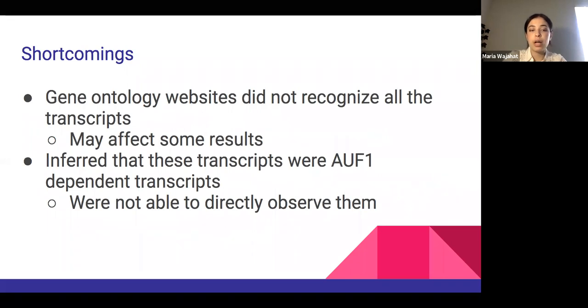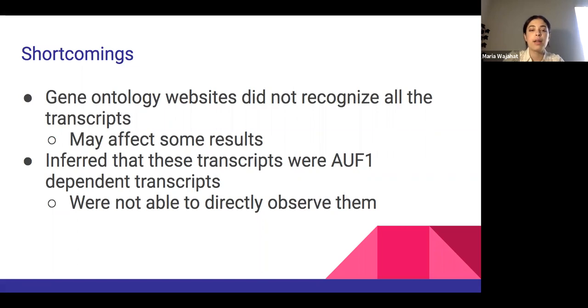However, there were also shortcomings within this project. The first one, and the main one, being that we inferred that these transcripts were AUF1 dependent transcripts because we couldn't actually observe these cells and these transcripts, because that would require a lot of resources and a lot of cells and technology that we do not have yet.